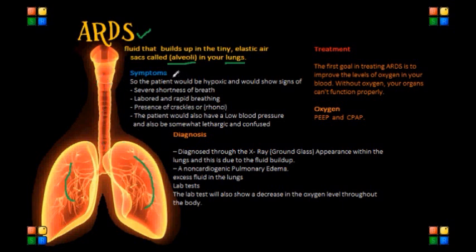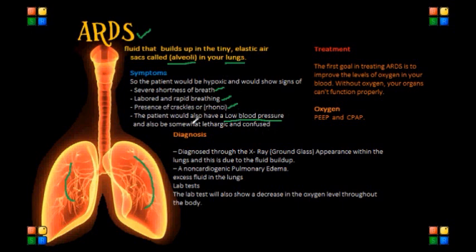So let's look at the symptoms of this. The signs and symptoms of ARDS can vary in intensity and depend on the cause and severity. The patient would be hypoxic and would show signs of SOB, or severe shortness of breath. There would also be labored and rapid breathing, and the presence of crackles or rhonchi when we assess the patient. Also, the patient would have low blood pressure and can be lethargic and confused.